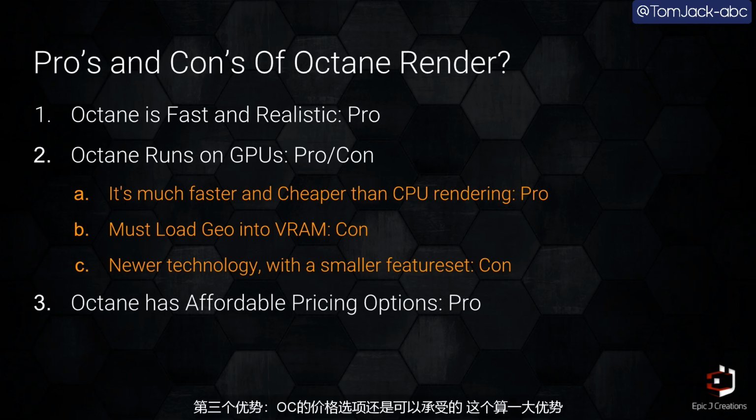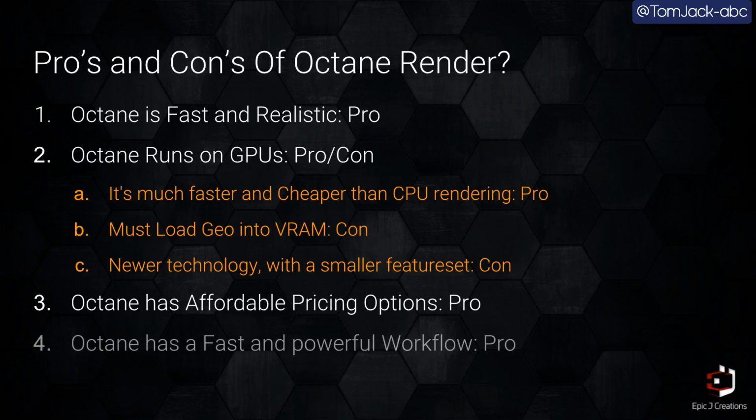Next up is Octane has affordable pricing options. This is a big benefit. Even if you aren't a $1 million studio, there are some really affordable pricing options, even monthly payment options like $20 a month payments that you can do to rent Octane Render for your studio. So a lot of options here. Next, Octane has a fast and powerful workflow. This is a huge benefit to Octane, a definite pro.